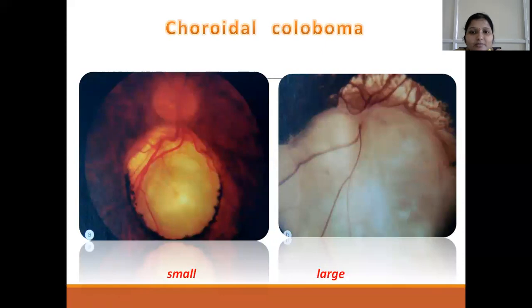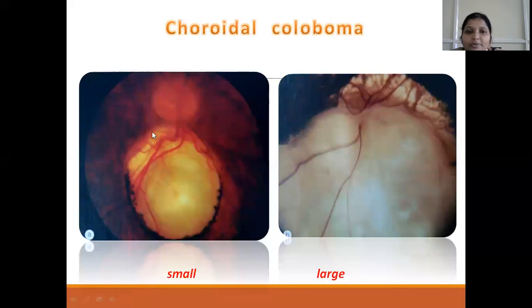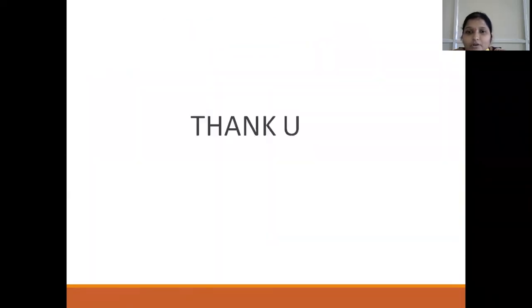This is also an example of choroidal coloboma. Here you can see a small coloboma present beneath the optic disc, and this is a large coloboma. Even the optic disc is also involved. So with this we complete the congenital anomalies of the choroid.